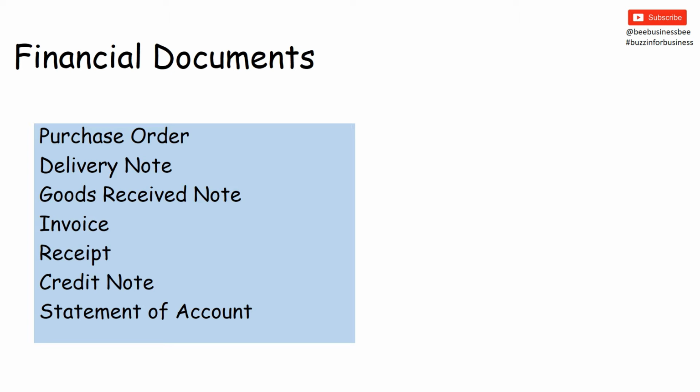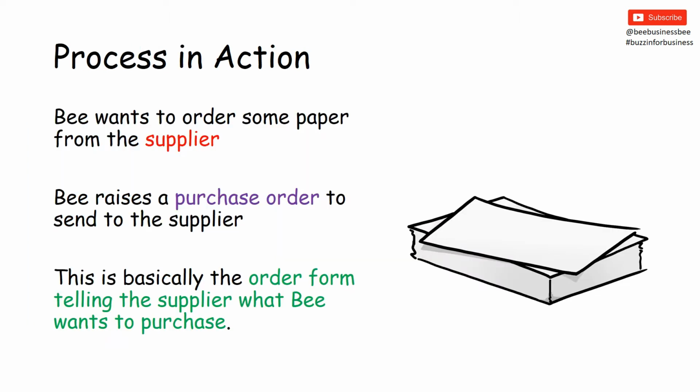To understand these, let's look at the process in action in a business. So B wants to order some paper from their supplier. To do this order, B needs to raise what's called a purchase order. The purchase order is basically an order form that's saying what they want to order from the supplier. So they complete the details of how much paper they want to order, what paper they want to order, and they send it off to the supplier.